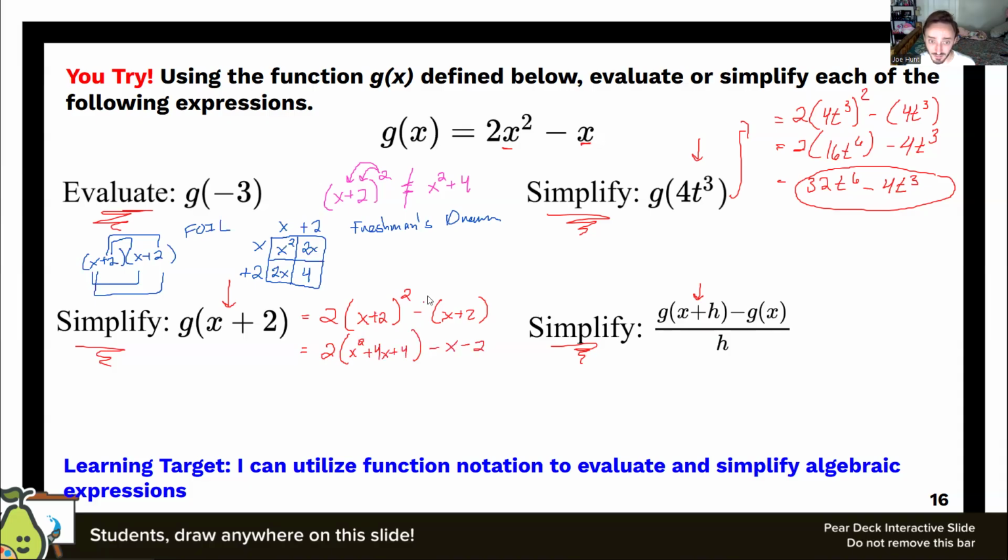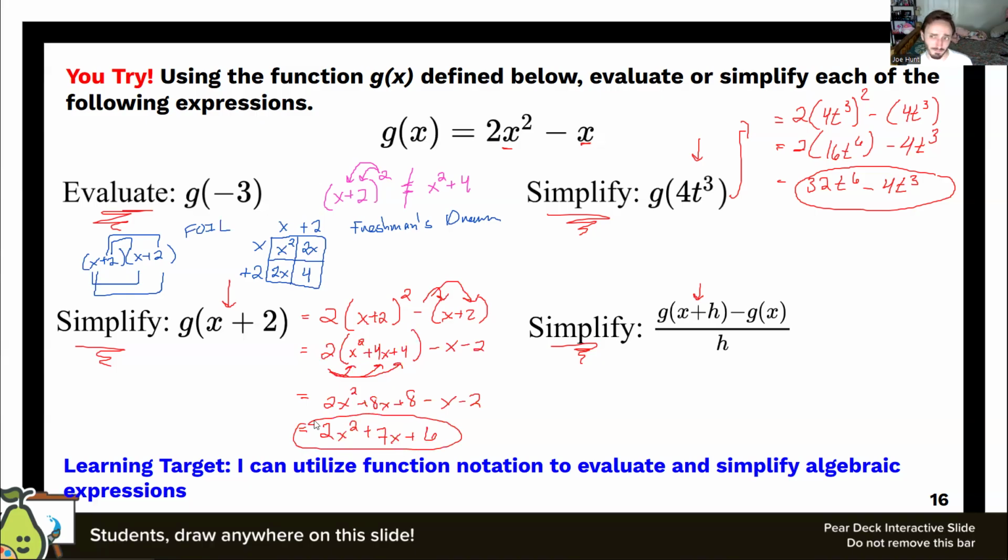I'm also going to distribute this negative here just to kind of get that step done. And then I can distribute my 2 to these three terms in here, this trinomial expression. So now I've got 2x squared plus 8x plus 8 minus x minus 2, and then I can simplify like terms here to get my final answer. I got 2x squared plus 7x plus 6. And that's about as good as it's going to get.